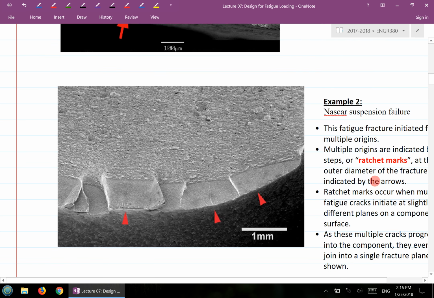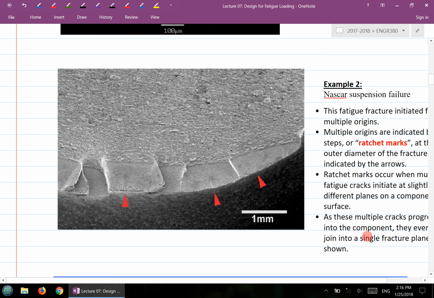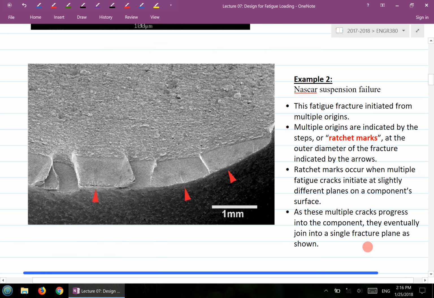Here's another example. This example shows a NASCAR suspension failure. In this particular case, the fatigue initiated at multiple origins, so there are different locations of imperfection on the part. Because of the multiple origins, you notice this so-called ratchet mark.